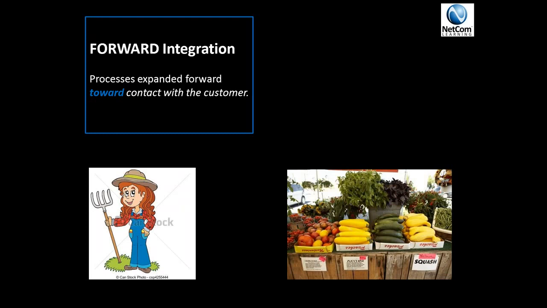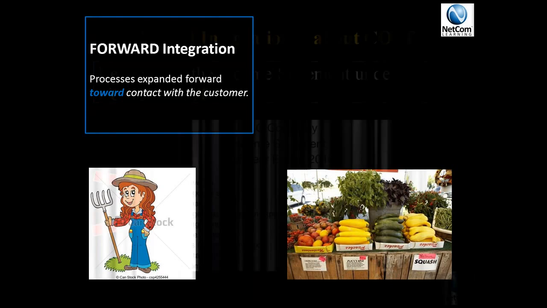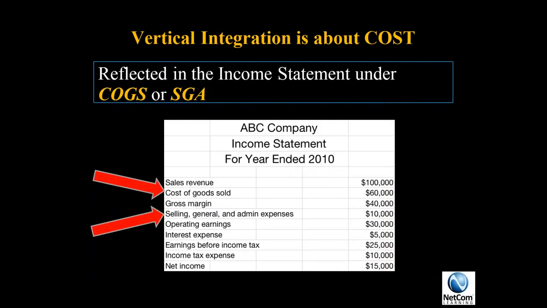Every company has to make a decision, whether they realize it or not, whether by default or not, where they fit in terms of what degree of vertical integration they want to have. And then if they decide to adjust that degree of vertical integration, do they want to adjust it forward or backwards? Now, vertical integration is about the cost, and it is reflected in the income statement. We could either look at COGS, cost of goods sold, or SG&A cost. So that is a way to measure quantitatively the impact of vertical integration.